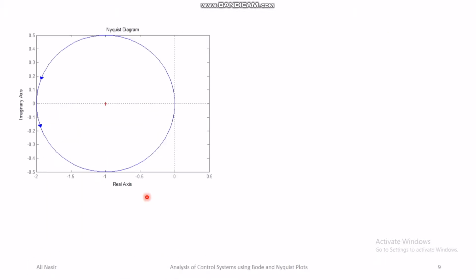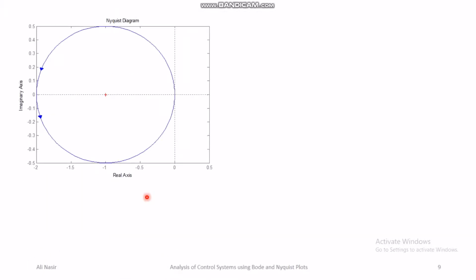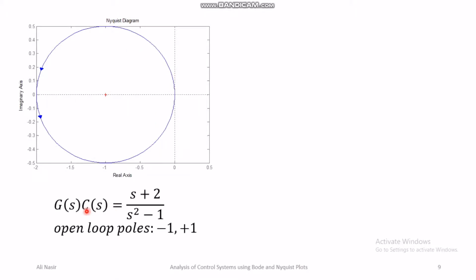Now we look at an example. This is the Nyquist plot of some transfer function, and this is the transfer function. The open loop transfer function is s plus 2 over s square minus 1. The open loop poles are -1 and +1. So you can see that there is one right half plane pole in the open loop transfer function. So P is equal to 1 in this case.